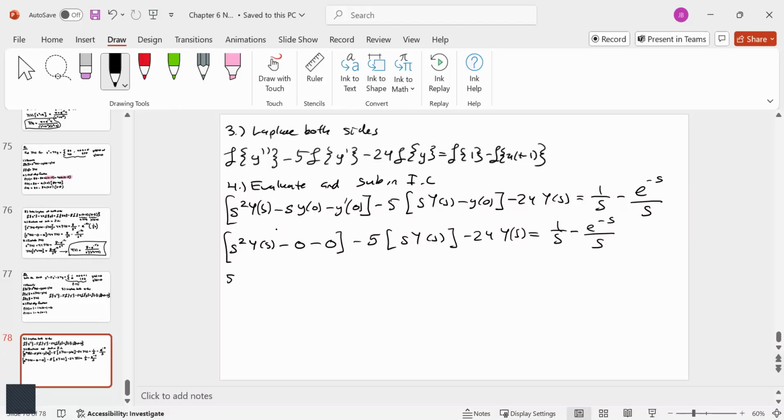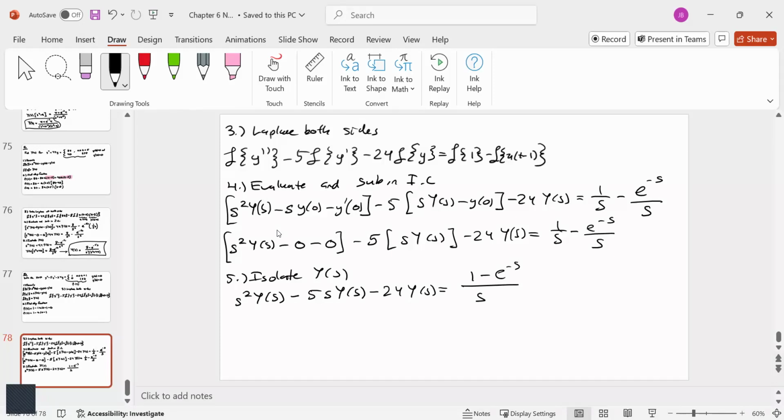And then step 5 is going to be to isolate y of s. So s squared y of s minus 5s y of s minus 24 y of s is equal to 1 minus e to the negative s over s, like that.